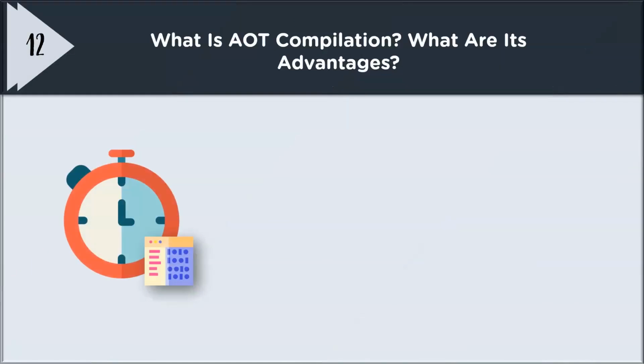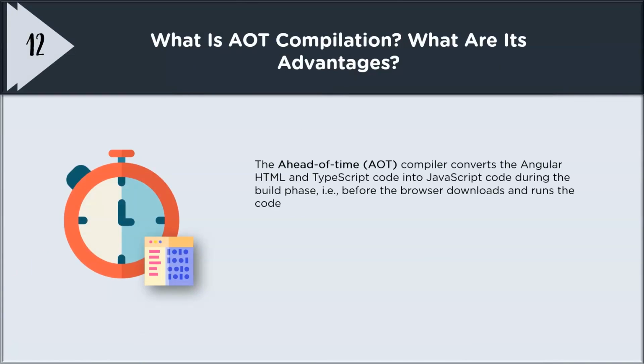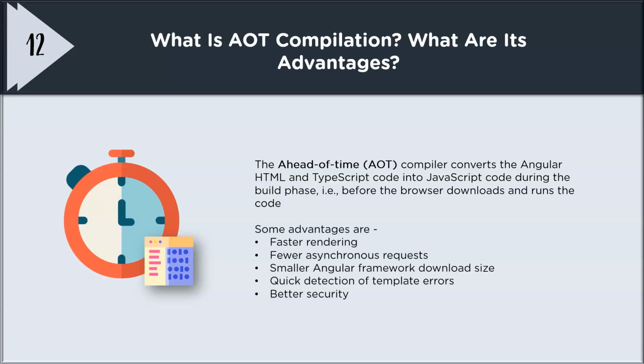Next up, what is AOT compilation and what are some of its advantages? Now AOT, that stands for Ahead of Time Compiler, basically converts the Angular HTML and TypeScript into JavaScript code during the build phase. That is, before the browser downloads and runs the code. So basically, all the HTML and TypeScript code is converted to JavaScript during the build phase, which means no additional time is spent on converting it into JavaScript later during the run phase, right?